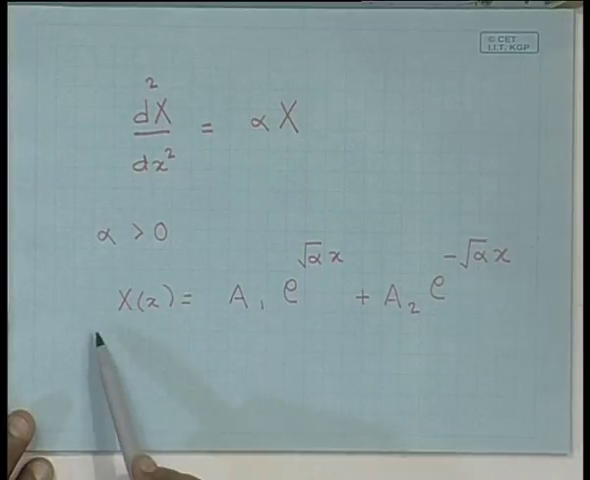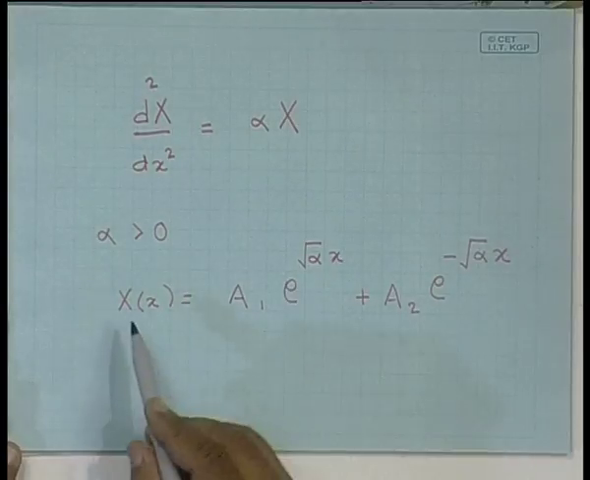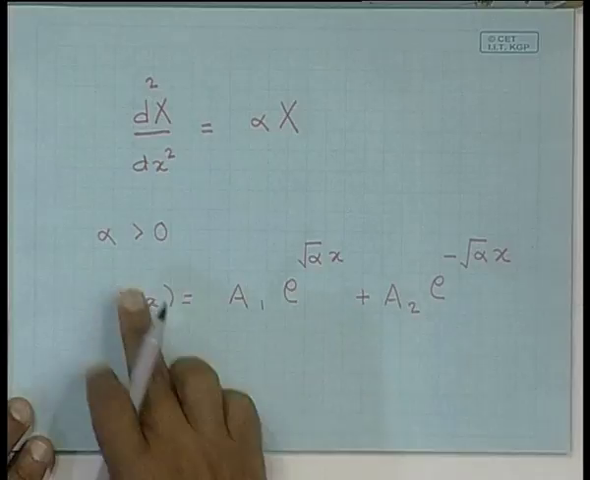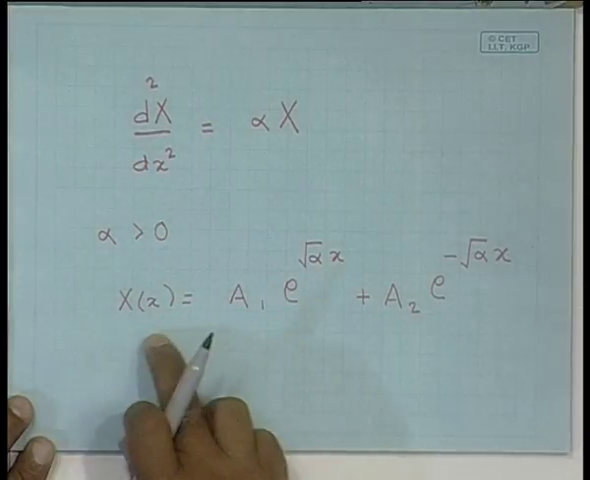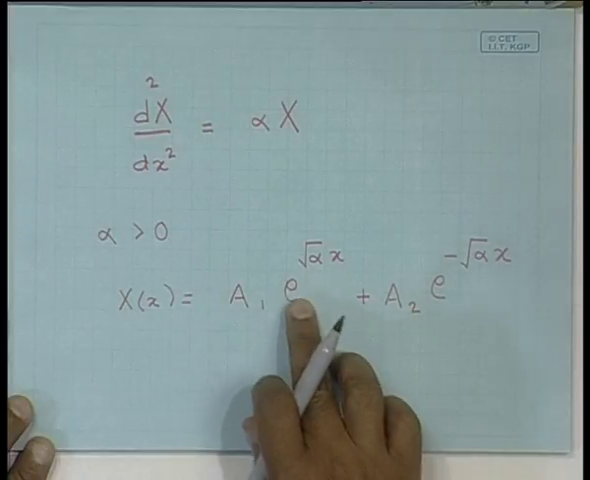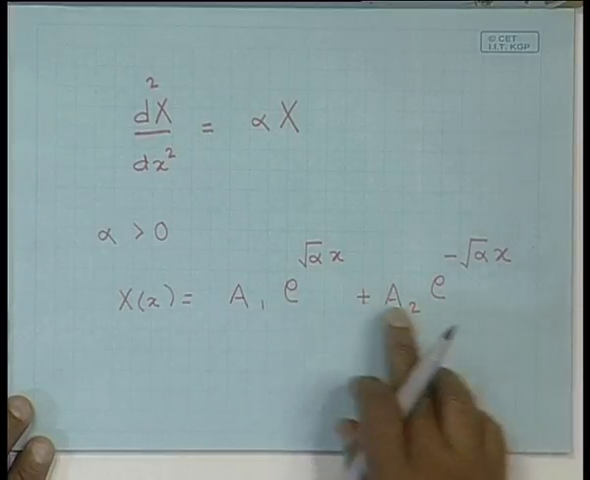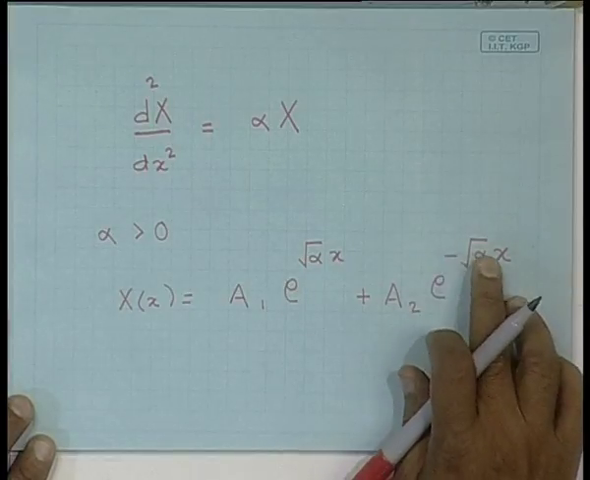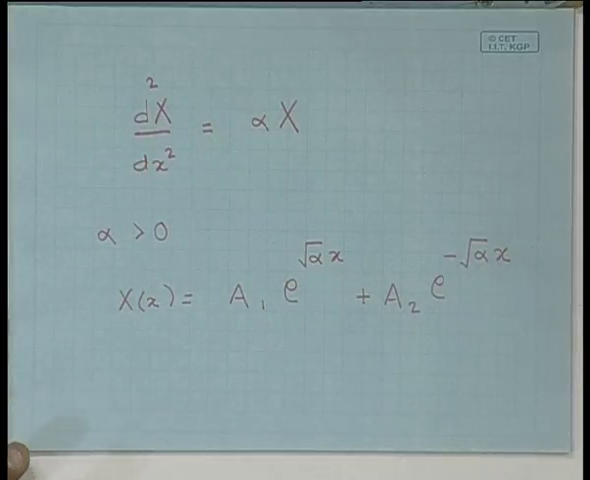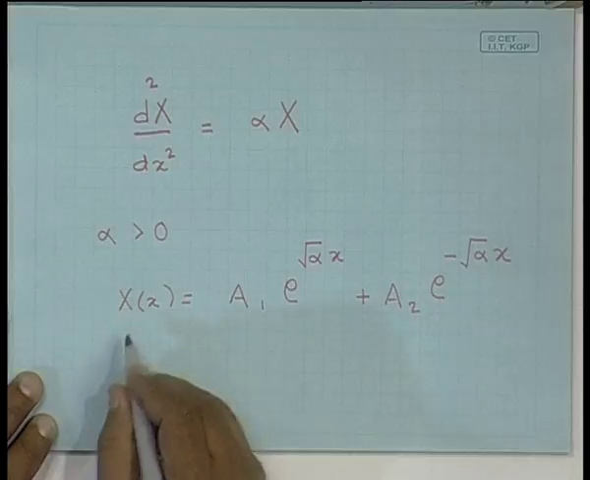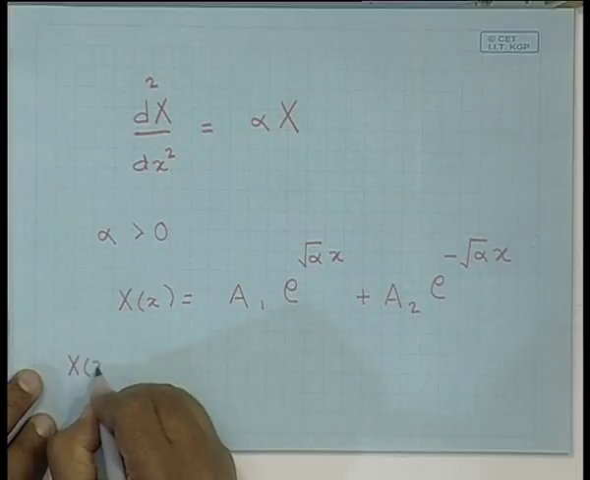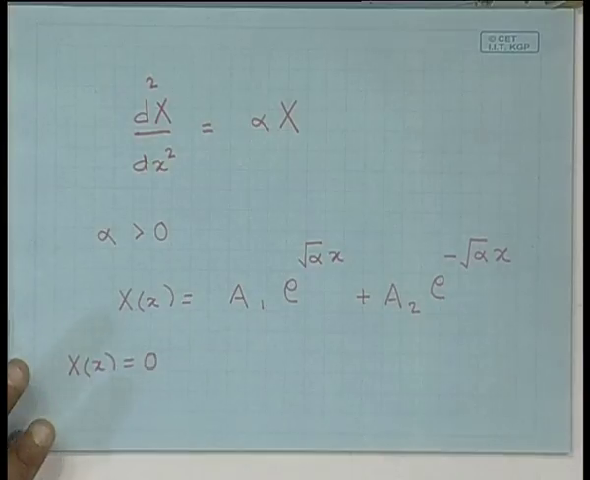e to the power minus square root of alpha x. So, we have worked out the solution to the spatial dependent part of the wave of the disturbance xi, and we find that if alpha is positive, it looks like this. It is an exponential of square root of alpha into x, and then I have an exponential of minus square root of alpha into x. There are two terms, and we have to impose the boundary condition that the function has to vanish at x equal to 0. Let me remind you again where this boundary condition comes from.